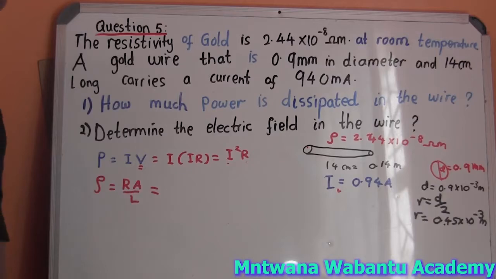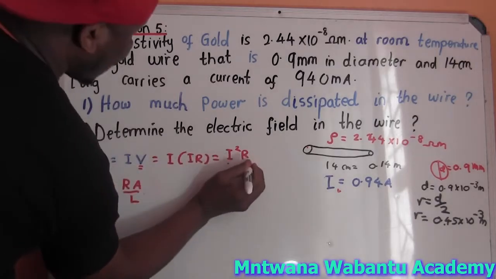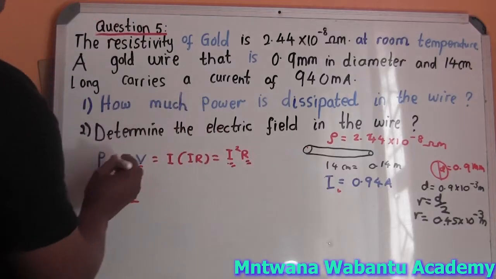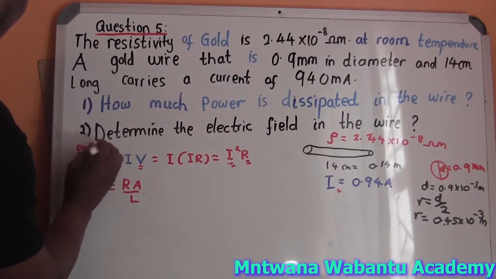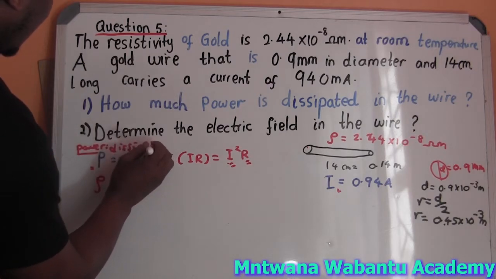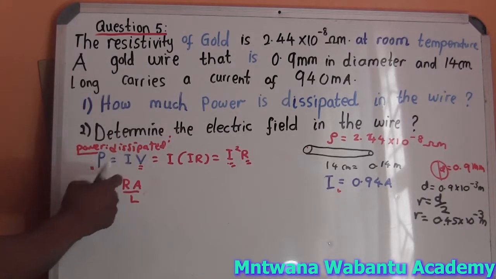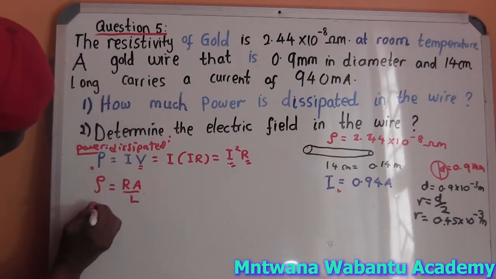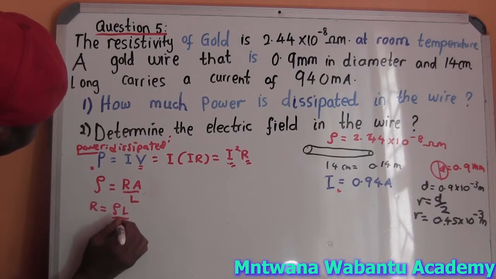So now our intention, we're looking for what? For resistance, because we have the current, to get the power dissipated. So now let's get resistance. I'm going to make resistance the subject, so resistance is equal to resistivity times length over area.